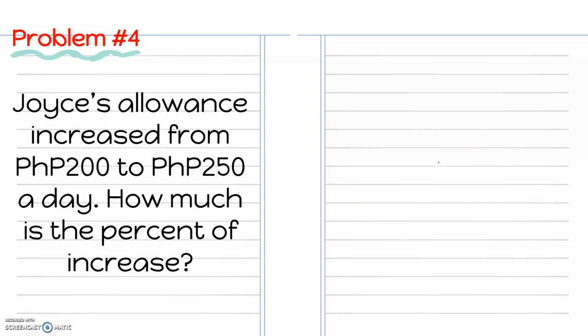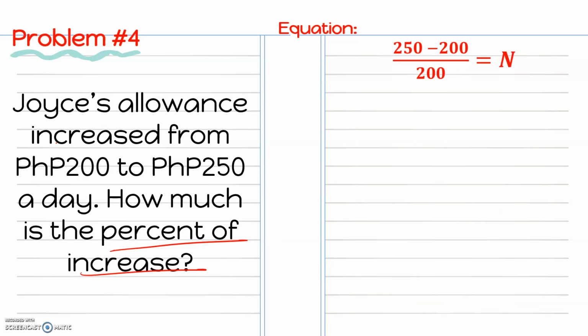Now let's have another problem. Joy's allowance increased from 200 pesos to 250 pesos a day. How much is the percent of increase? Again, we will look for the percent of increase because there is an increase in her allowance. So for our equation, we'll have the new value minus the original value divided by the original value. Okay, so let's start. 250 minus 200, that will give us 50.